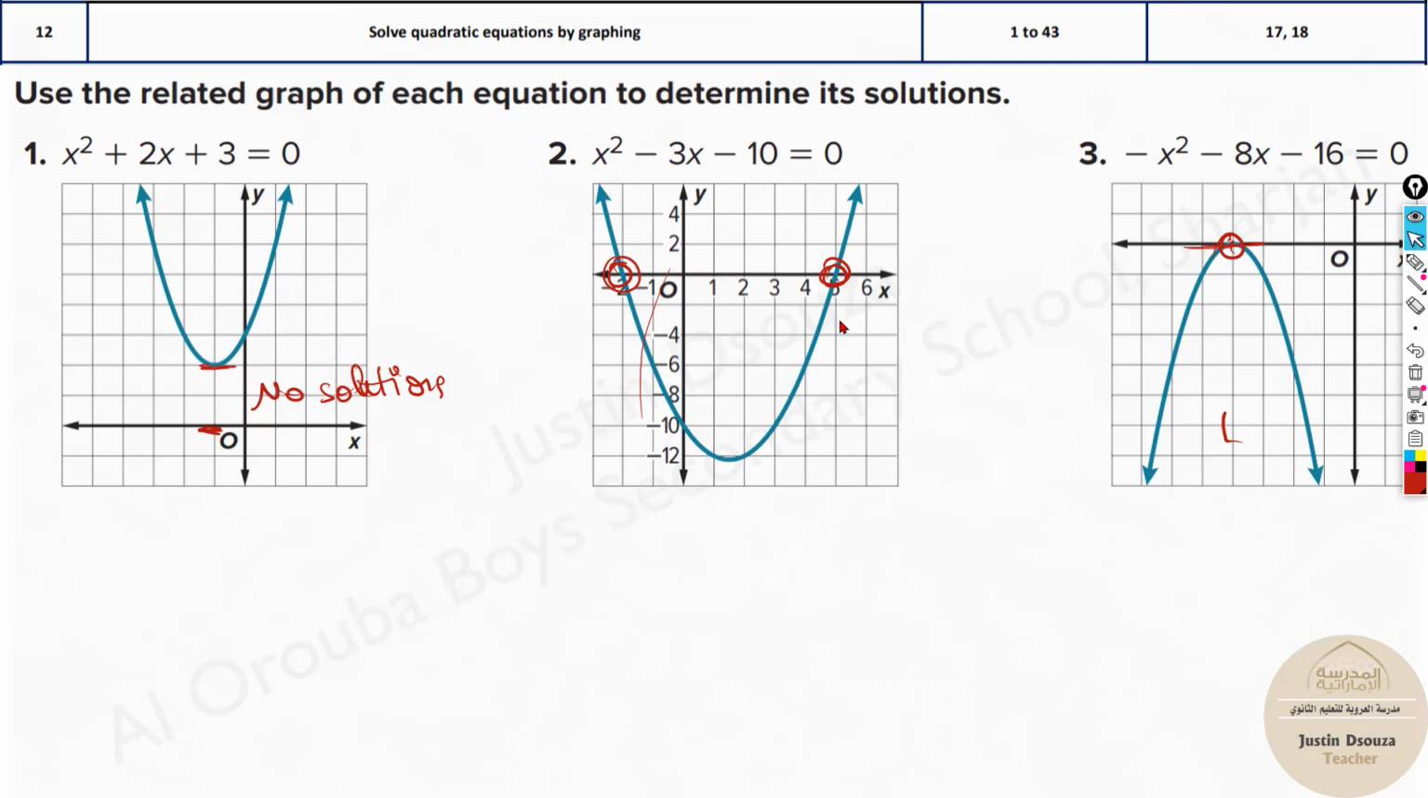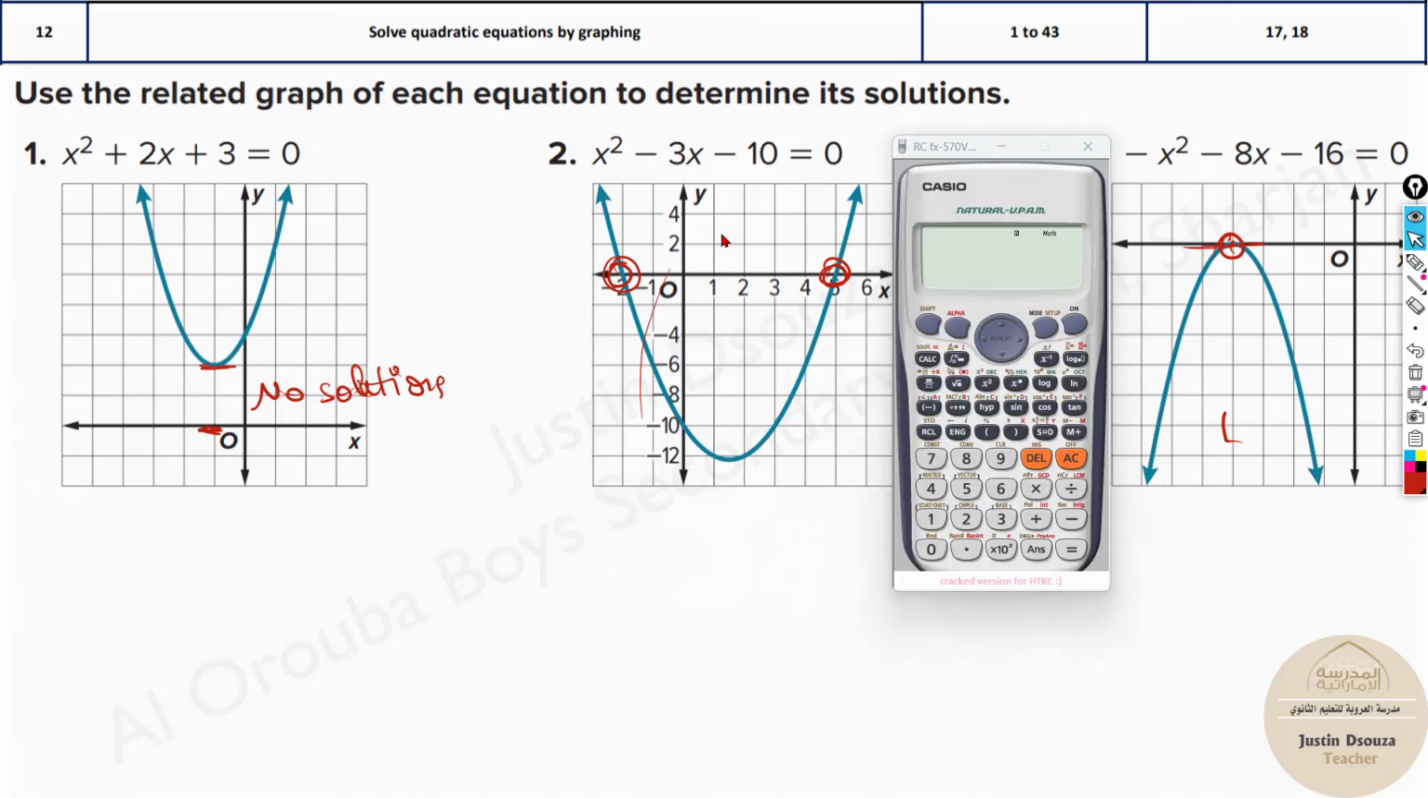We can take our calculators and check this out. To solve quadratic equations, you need to go to mode, 5, and the quadratic equation is given at 3. Put in the coefficients. The coefficient before x squared is 1, then we have 2, and lastly the constant term is 3. And you can see it's an imaginary solution. I means no solution, it's imaginary. Therefore, we write no solution when it doesn't touch the x-axis.